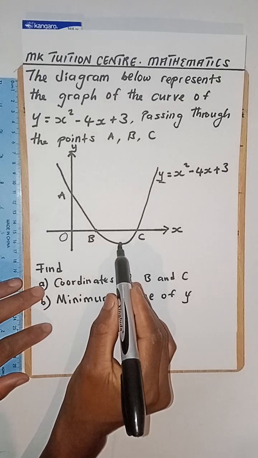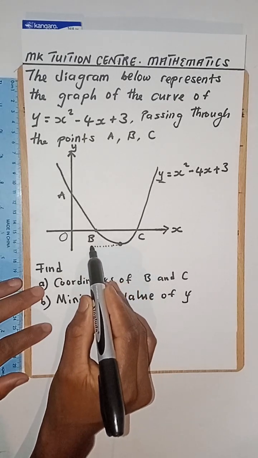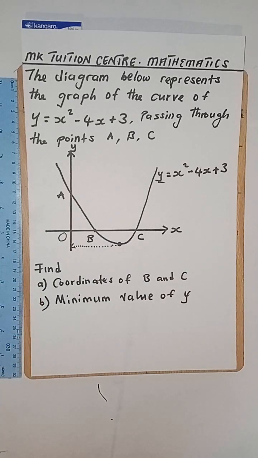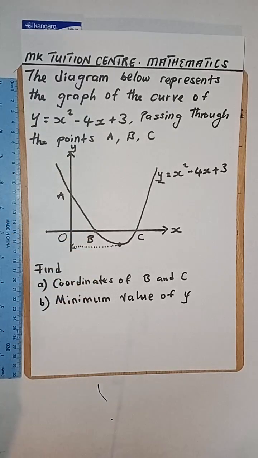This number here, we are going to get it from the y-axis. I'm sure by now you can tell that our answer must be a negative. Don't get a positive, because we are down here, and down here we have negatives. So now let us solve for b.